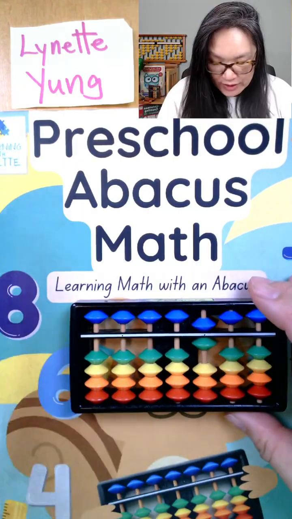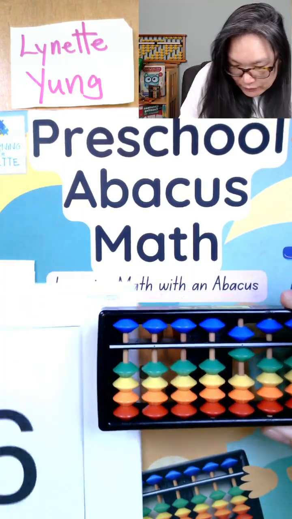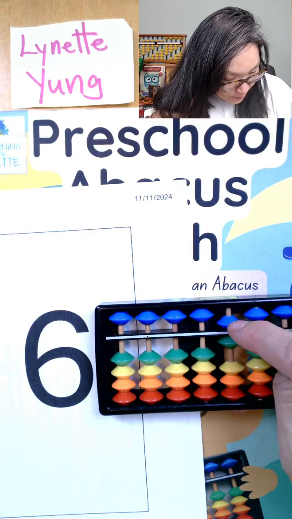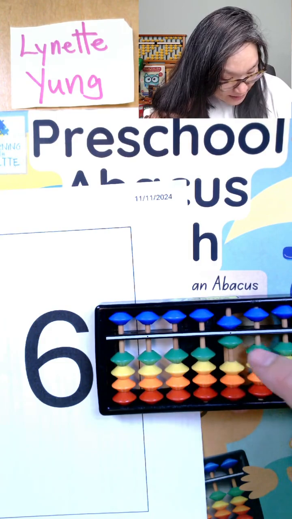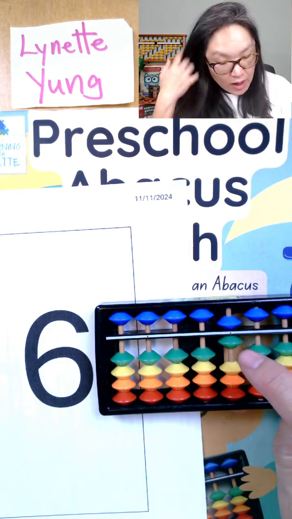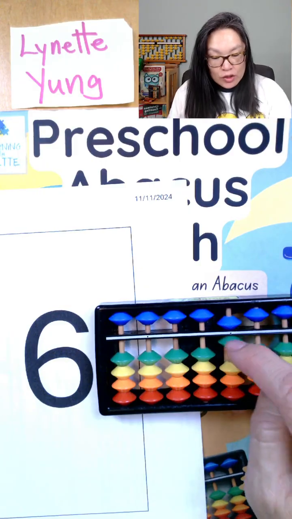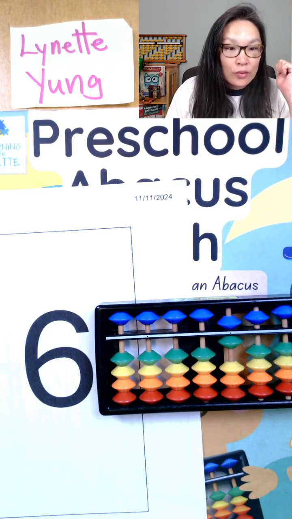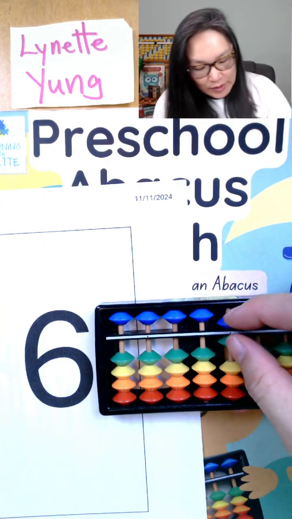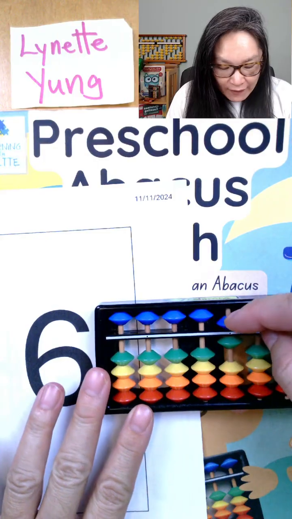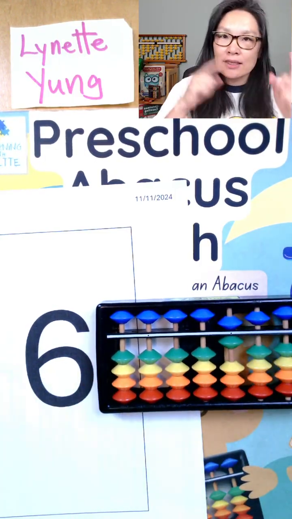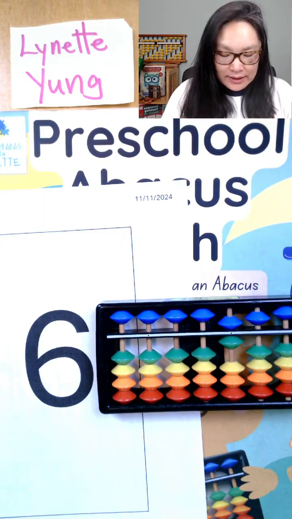So now we do 6. 5, 6. How do I know? If the top bead is 5, then the bottom bead has a value of 1. All the bottom beads have a value of 1, so we know this is going to be 6. The kids will be able to see that the 5 and the 1 together make 6. So it also helps them understand how to add.